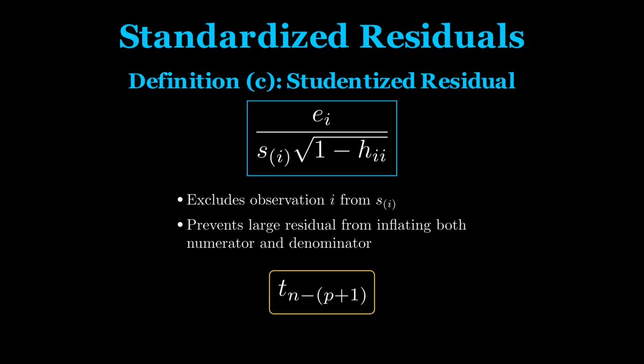Studentized residuals have another advantage. They follow a t-distribution with n minus p plus 1 degrees of freedom, assuming the errors are normally distributed. This property aids in the assessment of model fit, especially in small samples, and justifies the name studentized residuals, due to the relationship with the student's t-distribution.